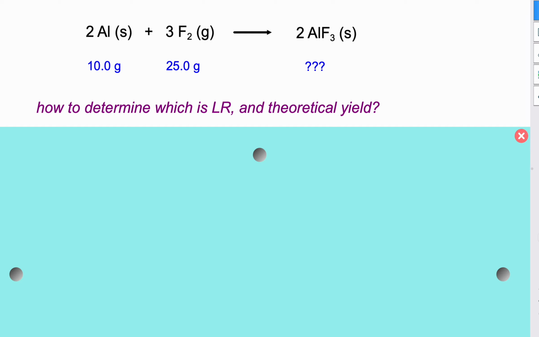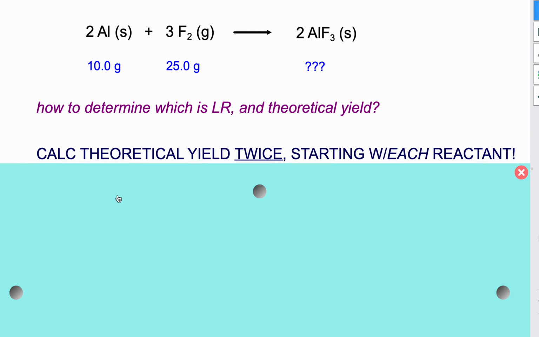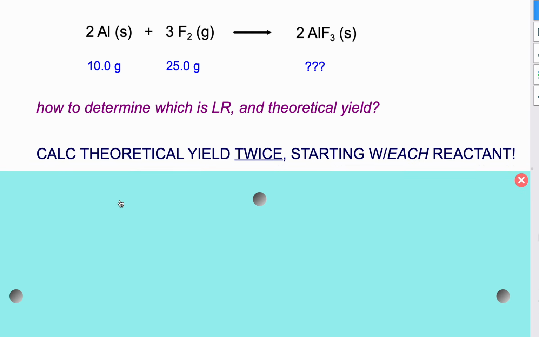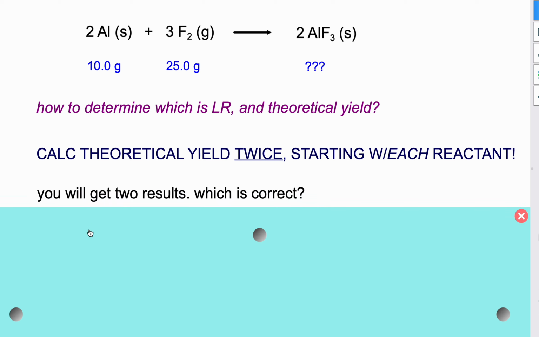Okay. Now, the issue is, how do we determine the limiting reactant and the theoretical yield? There are a number of different ways to solve a problem like this, and I've decided this year I'm going to teach you what I think is the most obvious one. If you want to do some research and find other ways of solving this problem, that's perfectly fine with me. What we're going to do, just like we did in the cheese sandwich example, is to calculate the theoretical yield twice. Once starting with aluminum and once starting with fluorine. We will get 2 results.